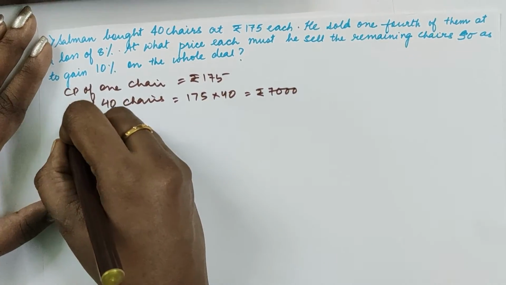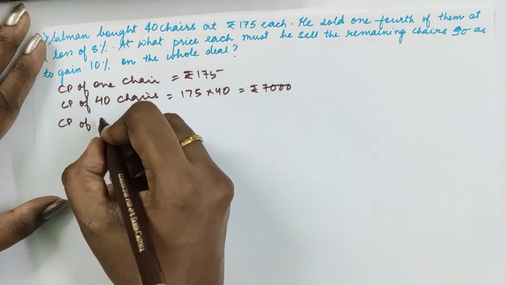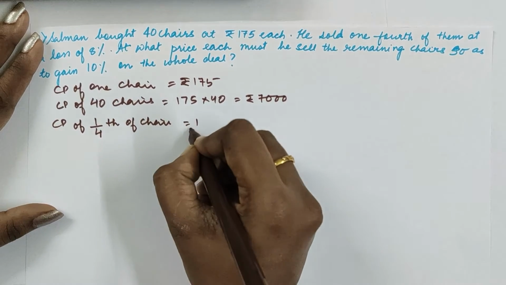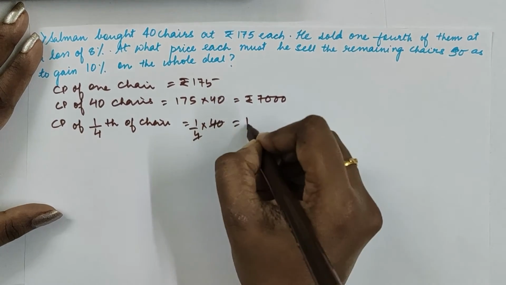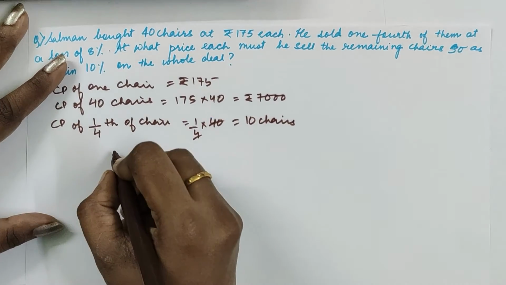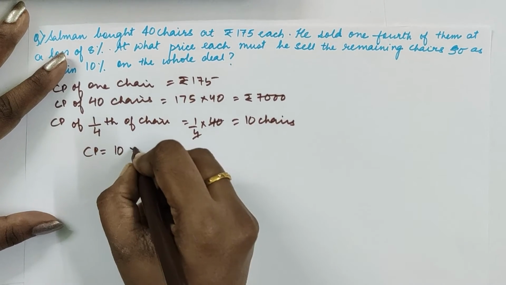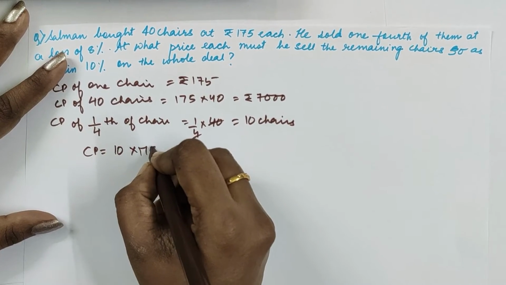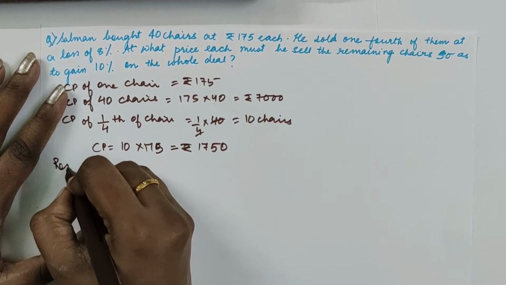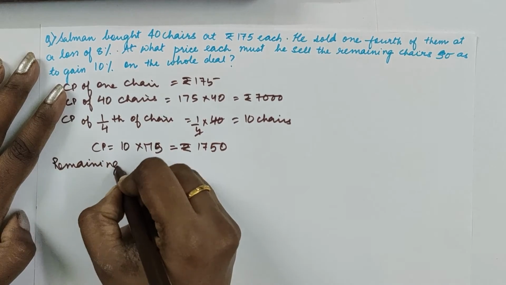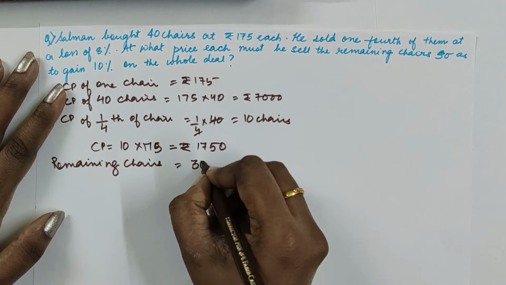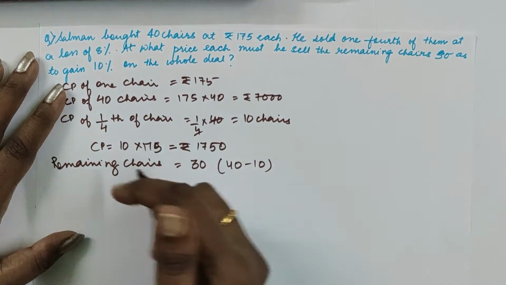7,000. Now CP of 1/4 of the chairs. So now 1/4 of the chairs he has sold. So total is 40 chairs. So 1/4 of the chairs means it is 10 chairs. He has sold at a loss of 8%. So cost of 10 chairs is going to be 10 into 175, that is rupees 1750. Now how many chairs are remaining? The remaining chairs are 40 minus 10, because 10 he has sold and 40 chairs were there.